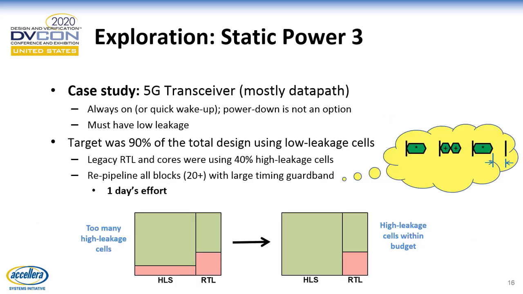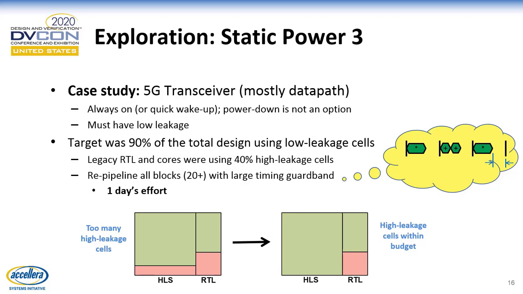So the case study here I have is similar to the first one, a different block I won't go into, but in the 5G space, your transceiver needs to nearly always be listening to the radio waves. And like I mentioned, low leakage will be important so you don't take a hit on battery life. This is a specific case where to meet the leakage goals, they really needed to do 90% of the design with these very low leakage cells.